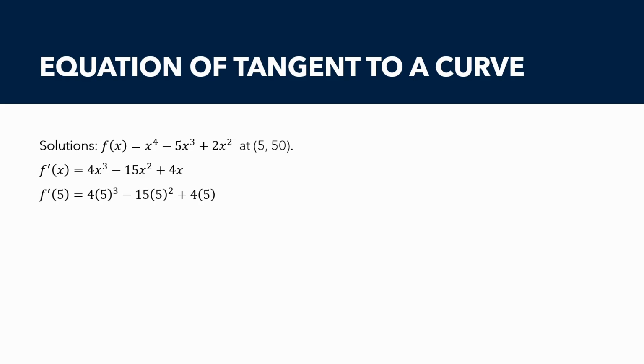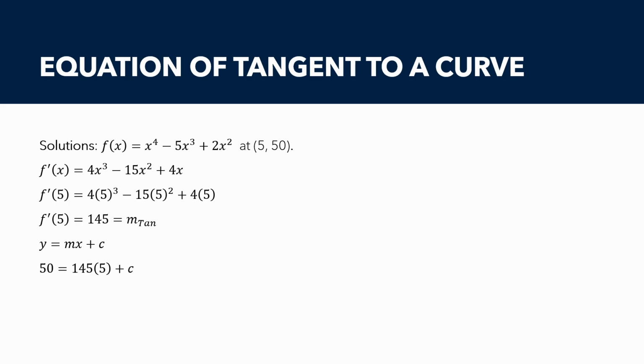Substituting in the 5 on the derivative, I get f prime of 5 equals 145, and I know that 145 is the gradient of the tangent. Next step, I'm going to write the equation of a straight line as follows: y equals mx plus c, and then substitute in the given point and the gradient that I've calculated.